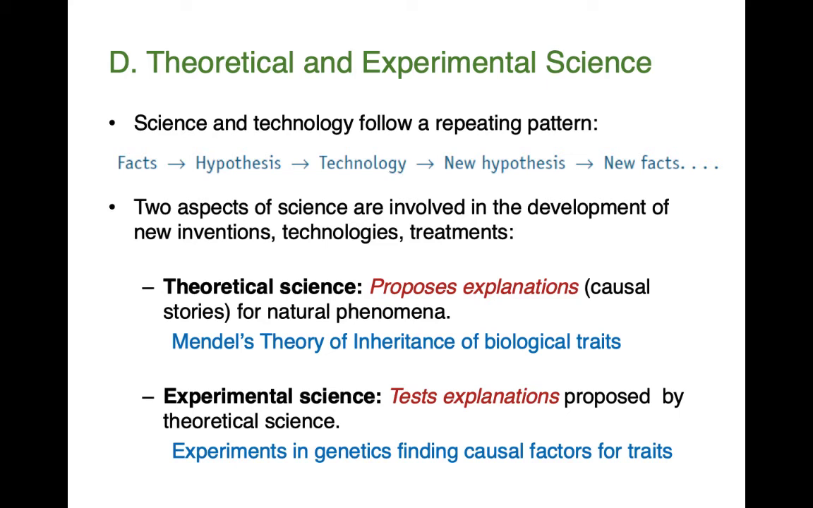And in experimental science, we test those explanations proposed by theoretical science. For instance, subsequent experiments in genetics found causal factors for traits. These were identified in the past 50, 60 years as genes, being the units of inheritance, the particles, if you will, whose information gets transferred not completely and not perfectly from one generation to the next.